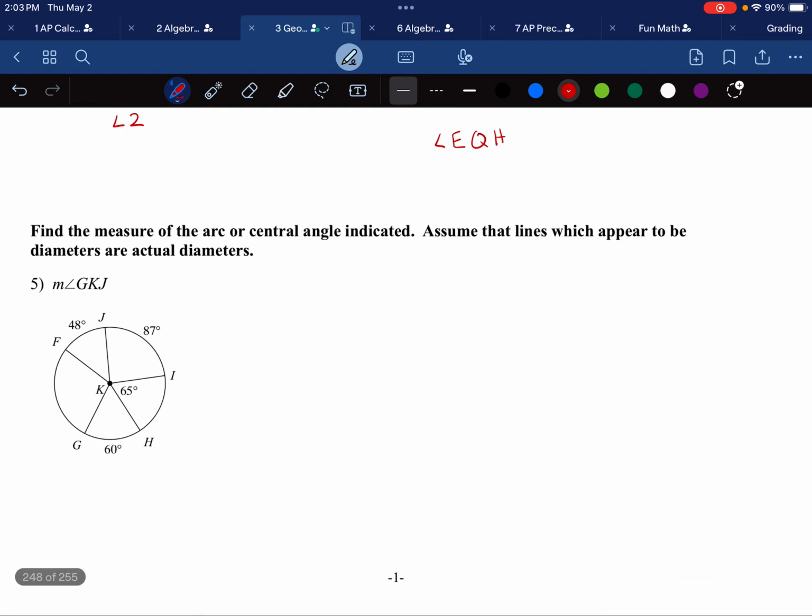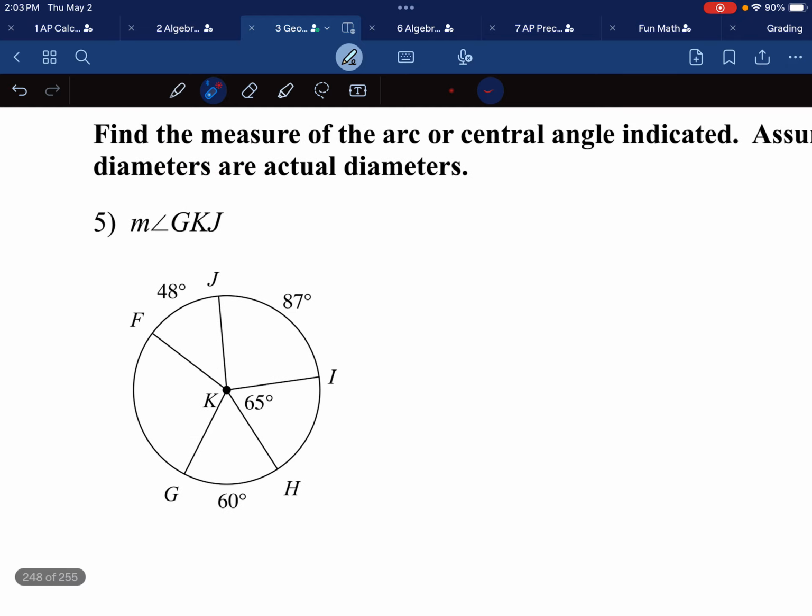All right, number 5. We just need to find the measure of the angle in this case. I have a central angle because it says angle here. So G, K, J. I'm talking about this angle right here, and I'm trying to find the measure of that angle. Typically, it's the interior angle. It doesn't always have to be; it can be the outside angle as well. We're going to assume the interior angle unless it tells us otherwise. So G, K, J is this angle right there.